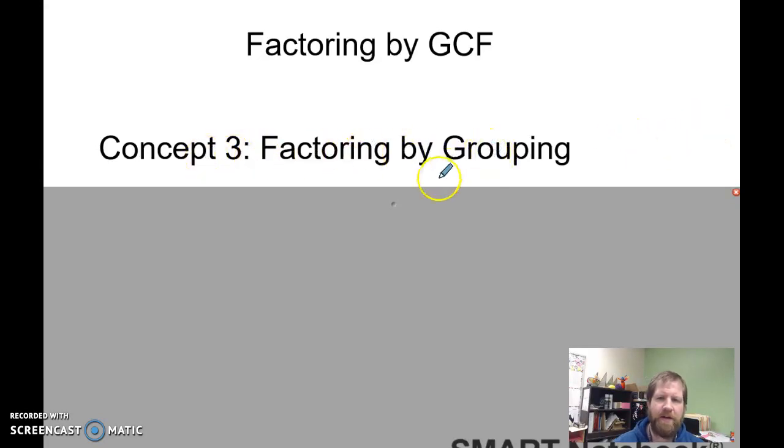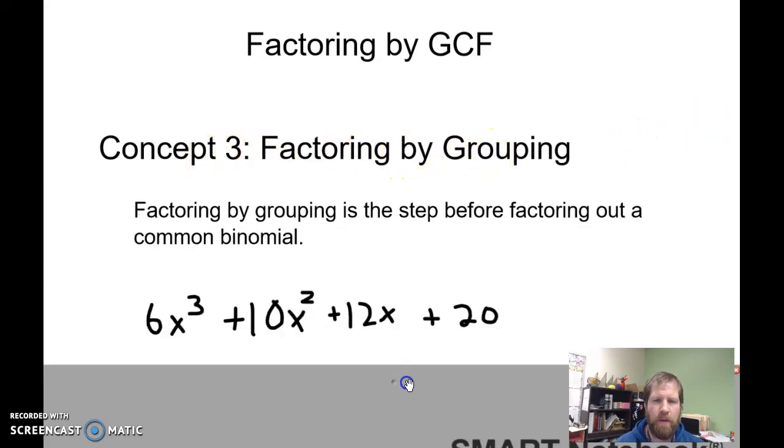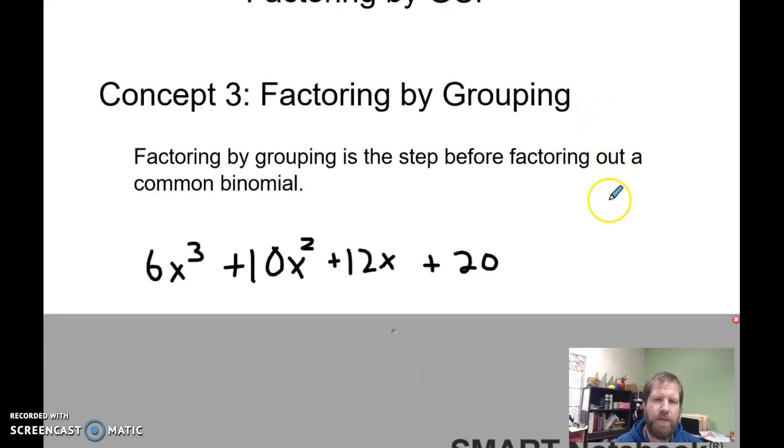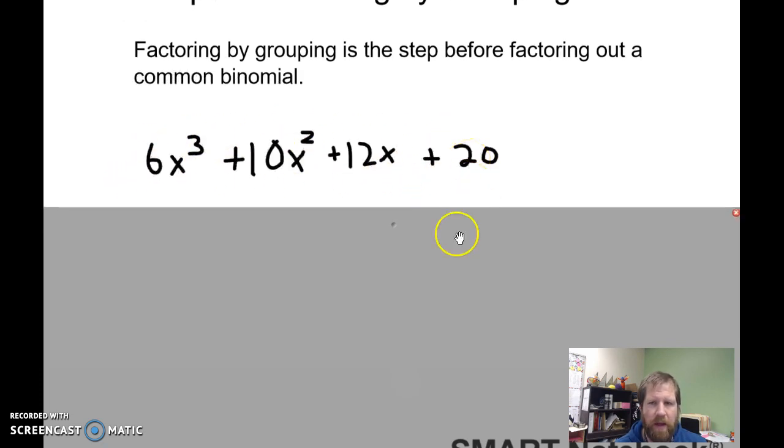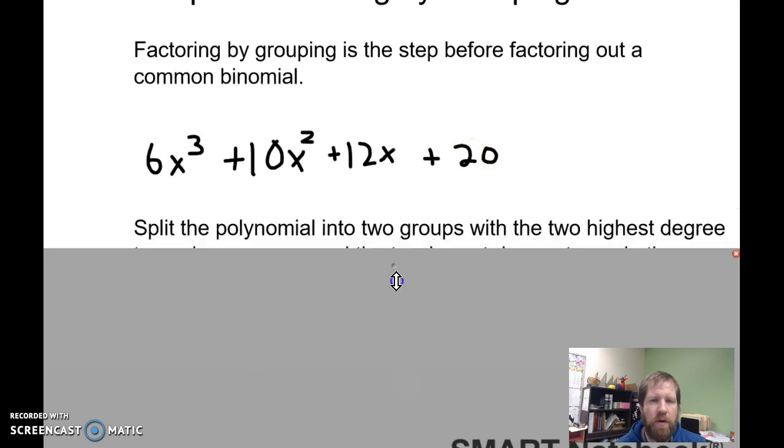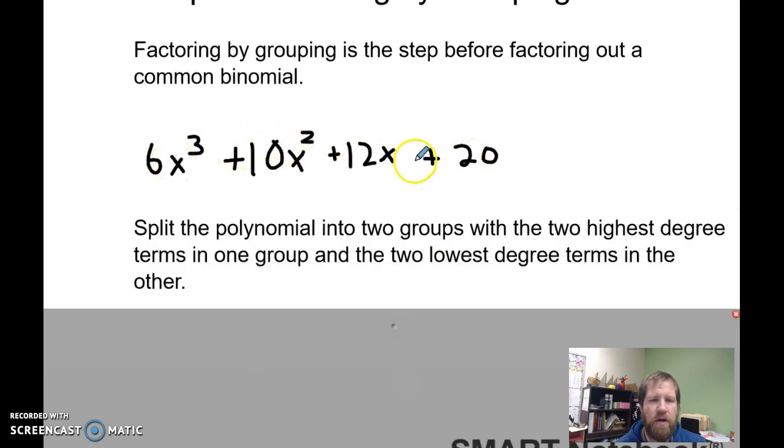Concept 3, factoring by grouping. Alright, so factoring by grouping is just taking what we've done in our last video one step backwards. Now we have our full polynomial, and we've got to get it to the point where we can start by factoring out our common binomial.